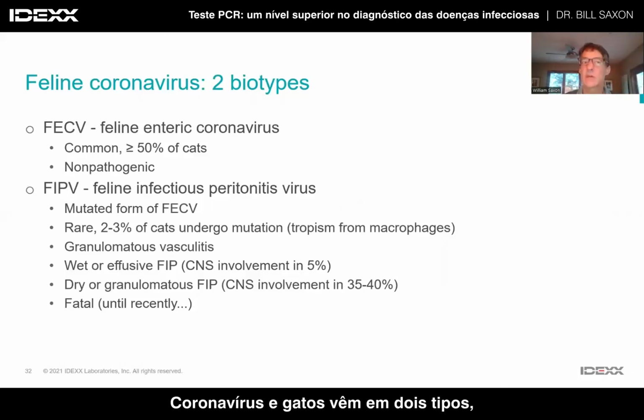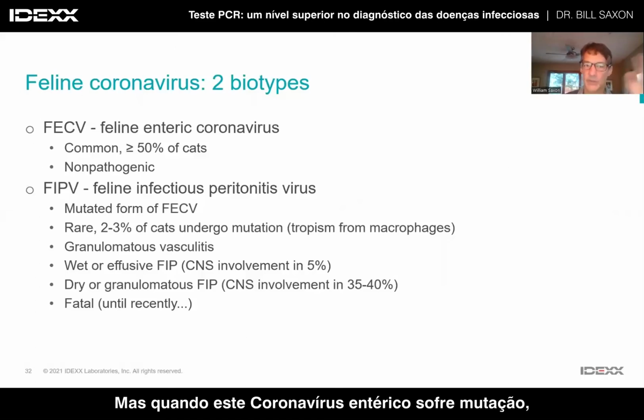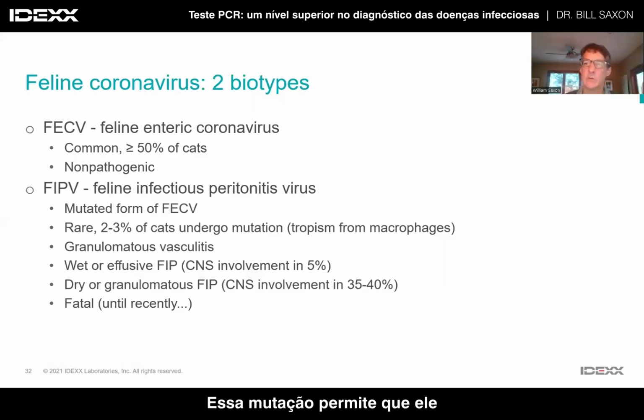Coronaviruses in cats come in two types: the sort of benign enteric one that lives in the intestine. Most cats have this. It causes no problems in the majority of cats. However, when this enteric coronavirus mutates, it becomes the infectious peritonitis virus. This mutation allows it to develop tropism for macrophages that can then carry the virus outside of the intestinal tract, leading to granulomatous disease, granulomatous vasculitis, which can cause either the wet or the dry form, okay? And neurologic involvement can be seen in either.